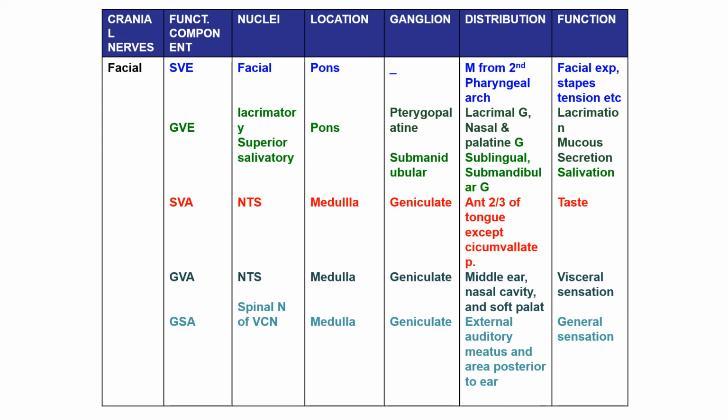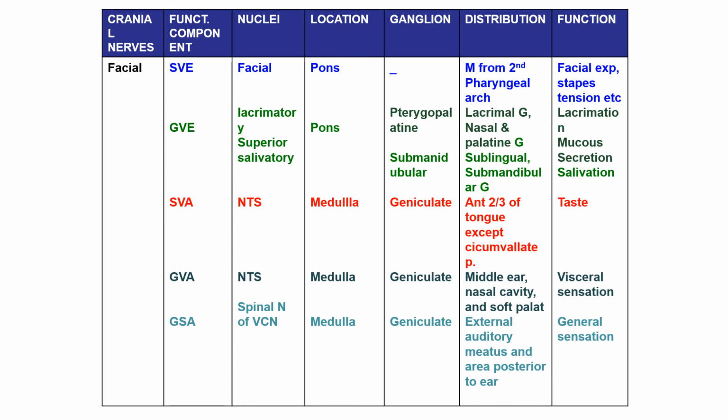Then next component is the special visceral afferent component. The nucleus of this component is the nucleus of tractus solitarius, which is located in the medulla. The ganglion concerned is the geniculate ganglion. It is distributed to the anterior two-thirds of the tongue except the circumvallate papillae and carries the taste sensation from this region. The next component is the general visceral afferent component. The nucleus concerned is the nucleus of tractus solitarius again, which is located in the medulla. The ganglion concerned is the geniculate ganglion. The fibers are distributed to the middle ear, nasal cavity and the soft palate and carry the visceral sensation from these regions.